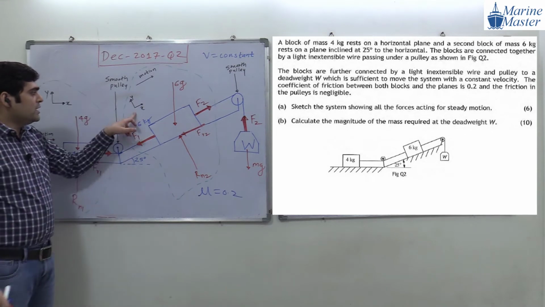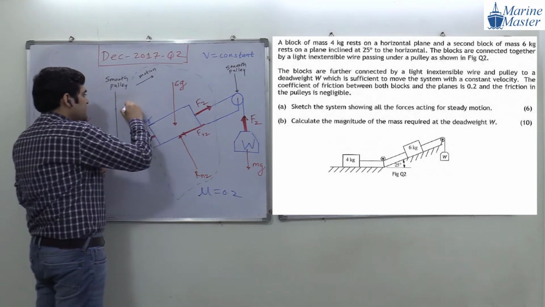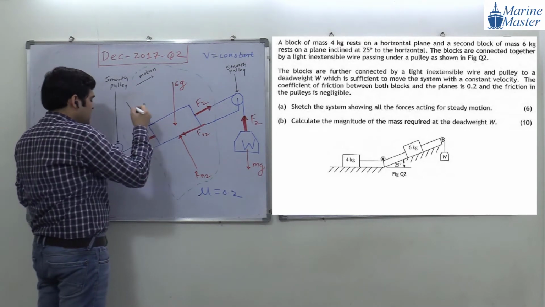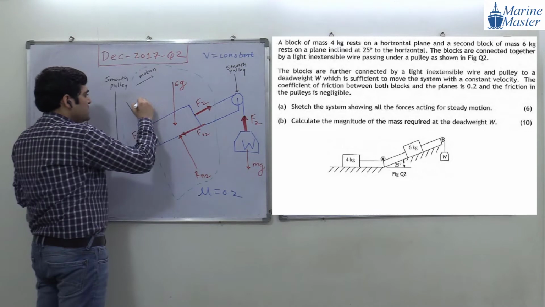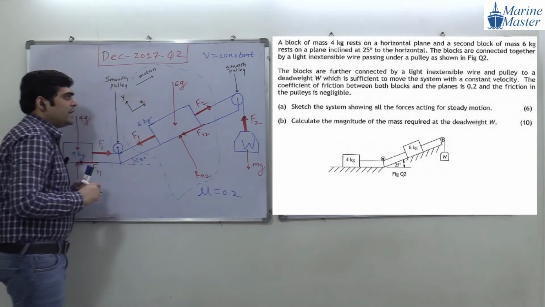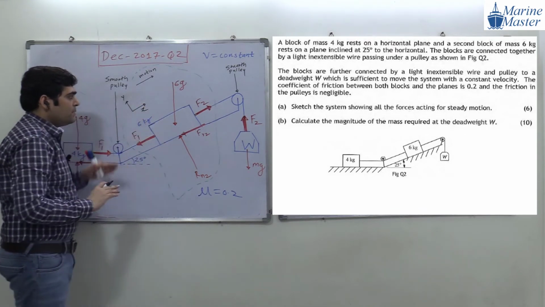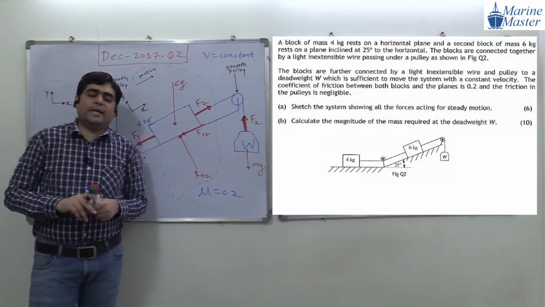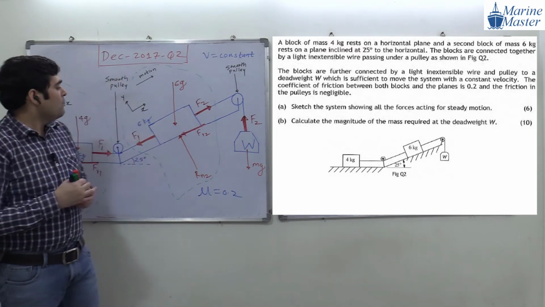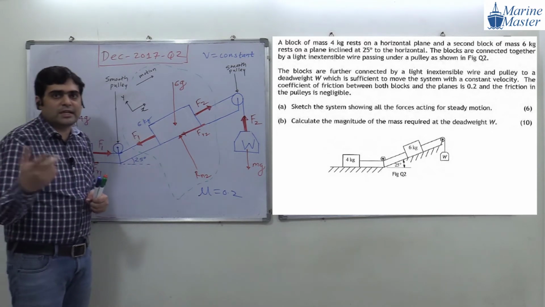See the scenario here. This is the x direction. The story is a little bit complicated here, so a lot of things are coming now. This is the x direction, and this is the y direction for the 6 kg mass. Because the x direction is always along the plane, in the direction of motion, and the y direction is perpendicular to the plane.